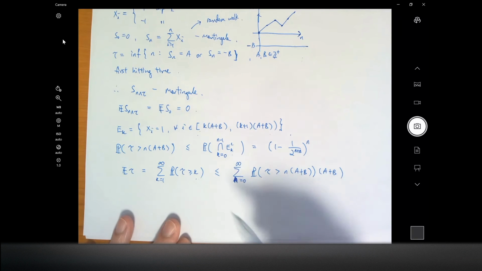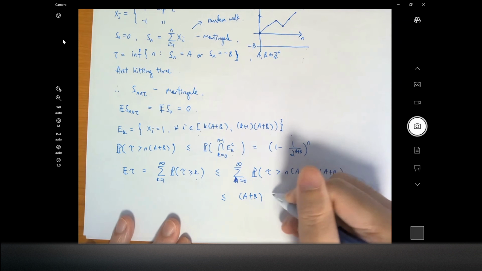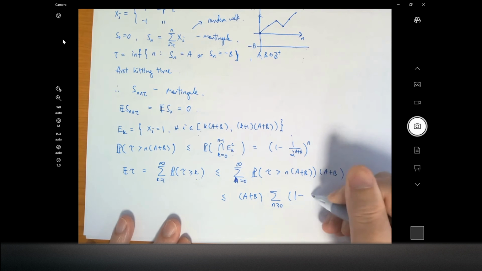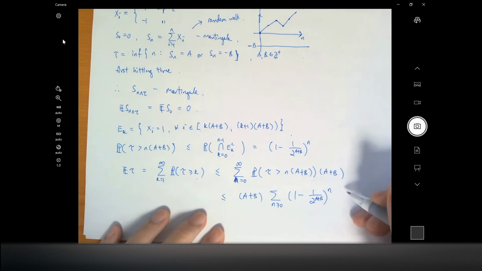So now we can use this guy over here. So this is smaller. Yeah, so we can just plug in. So a plus b sum of n, right? 1 minus 1 over 2a plus b tau n. Okay, and this is less than 1, right? So your geometric progression result tells you that this is finite, right? So this whole thing is finite.